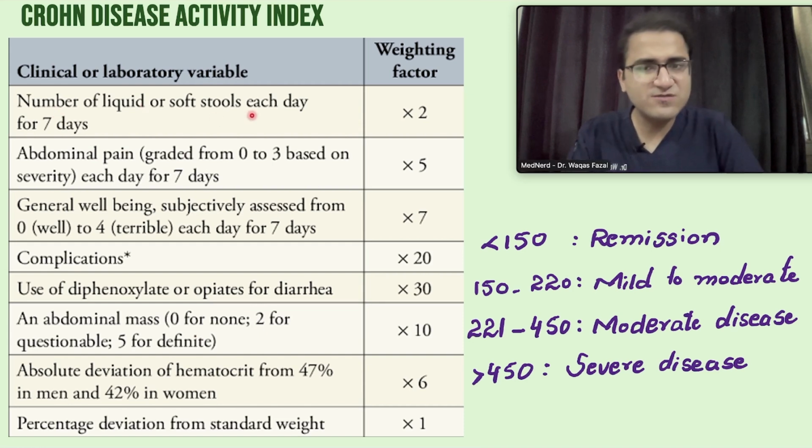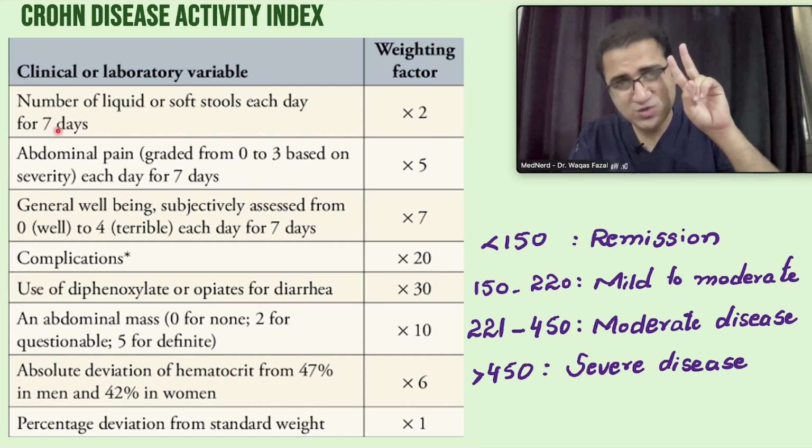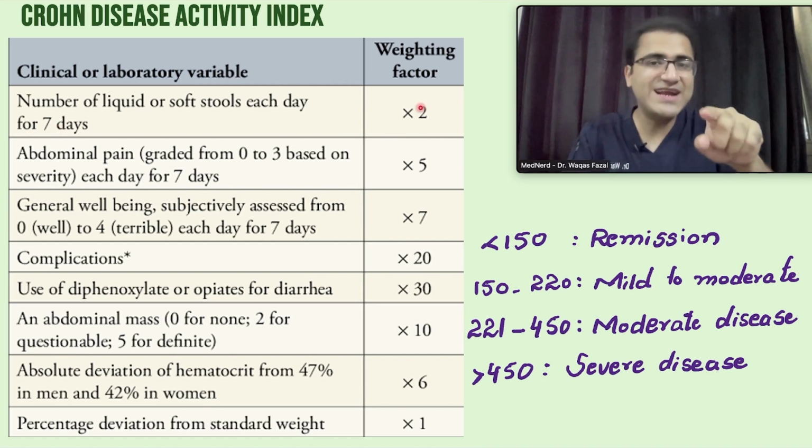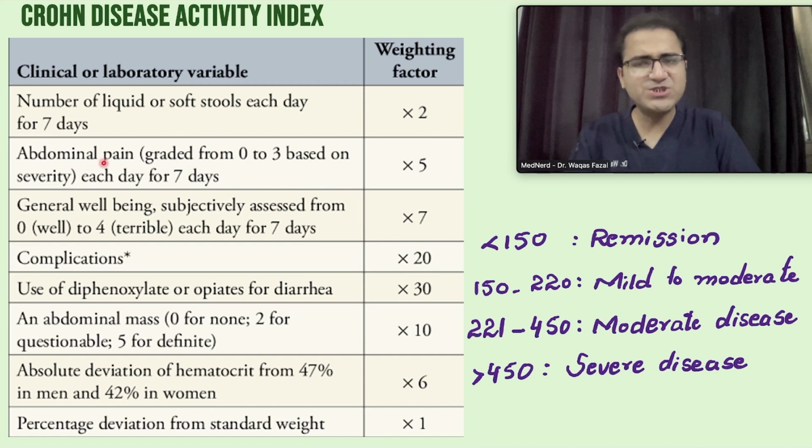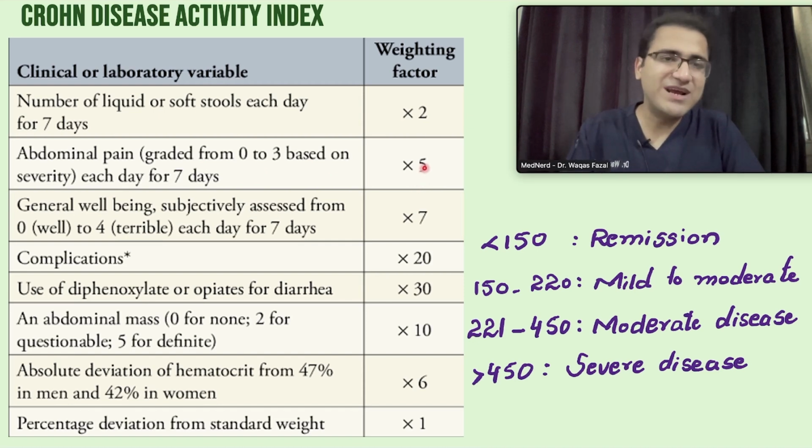Number of liquid or soft stools each day that the patient has passed for 7 days. If the patient has passed 2 stools in the last 2 days, you multiply it by 2 because that has crossed 2 weightage factor. If the patient has abdominal pain, you grade it from 0 to 3, and then you multiply that grading with 5. If the patient grades it as 3, you multiply 3 by 5 and add 15.